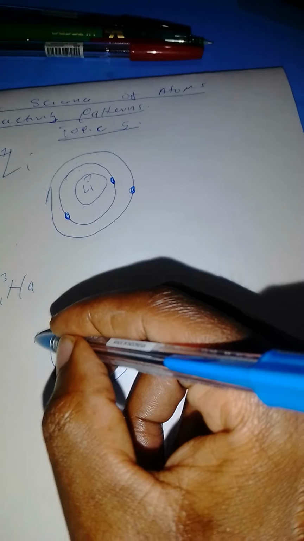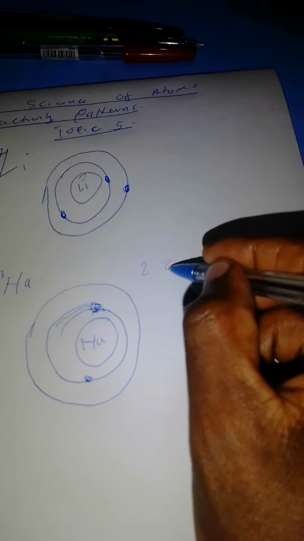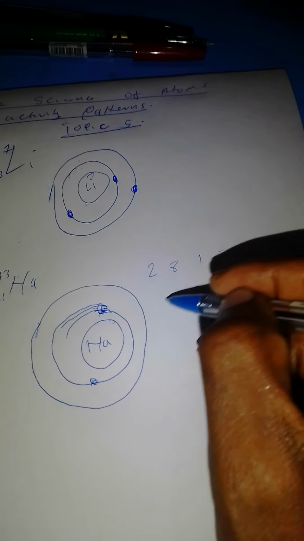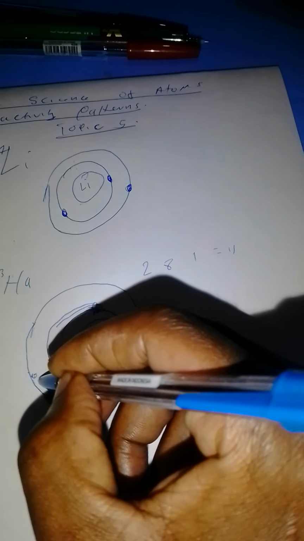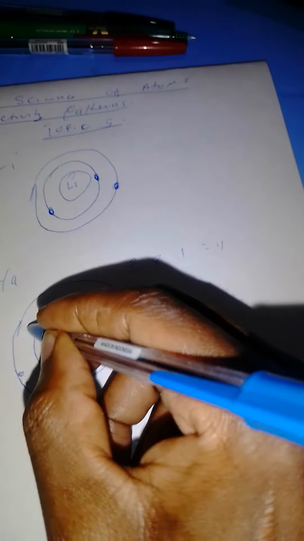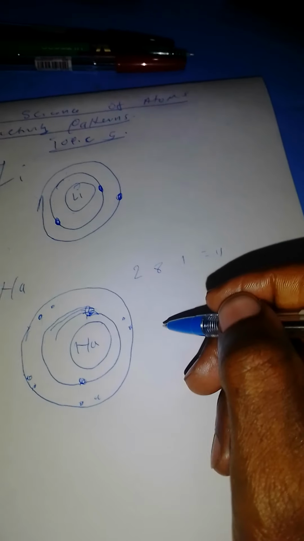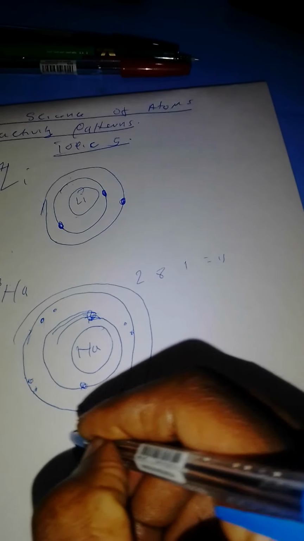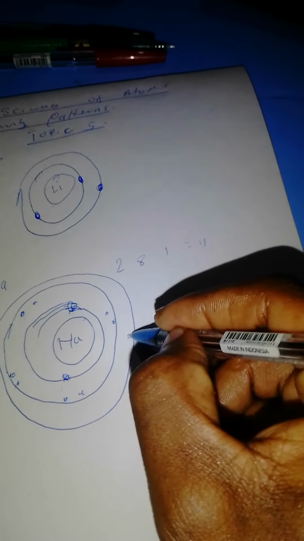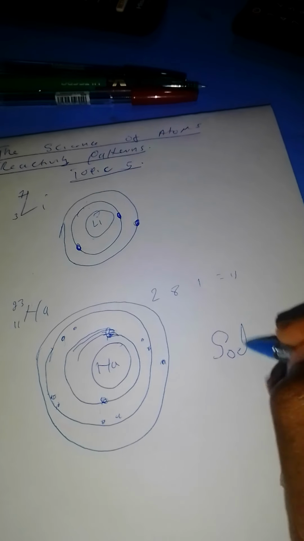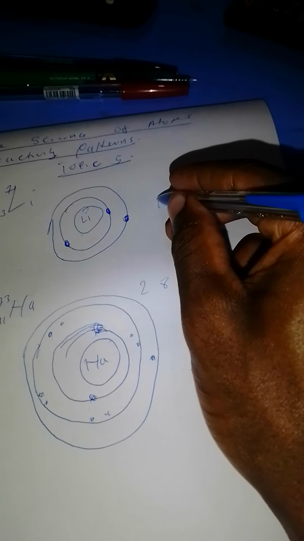The second energy level will always take 8 now, if there are more. This becomes 2, 8, 1. So that if you add all of them, we get 11. So this one will take 8: 1, 2, 3, 4, 5, 6, 7, 8. You can distribute them uniformly like that. Then the remaining one electron takes the last energy level, taking 1 here, and this is the sodium structure. This one was lithium.